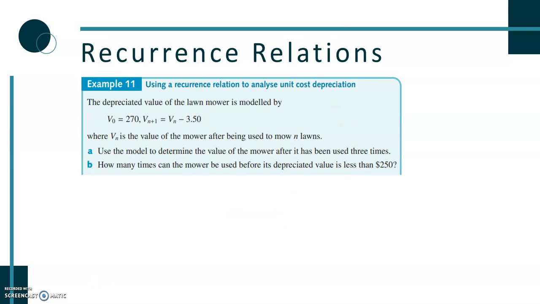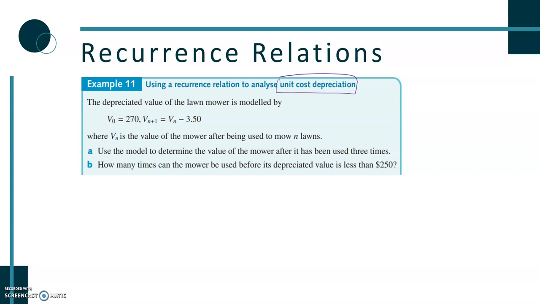Okay, next example, we're jumping to some depreciation. So a bit of little revision here. Remember, depreciation, we have an object that is losing value over time. In this case, we're looking at unit cost, so it's per use of that item. So here we have a lawnmower where V0, so the initial value of the lawnmower, was $270. The value after each subsequent use is given by Vn plus 1 equals Vn minus 3.5. So effectively that's saying it will depreciate by $3.50 for every time it is used.